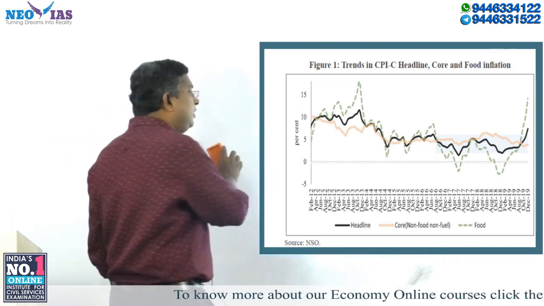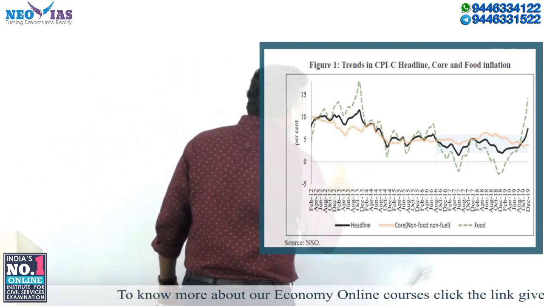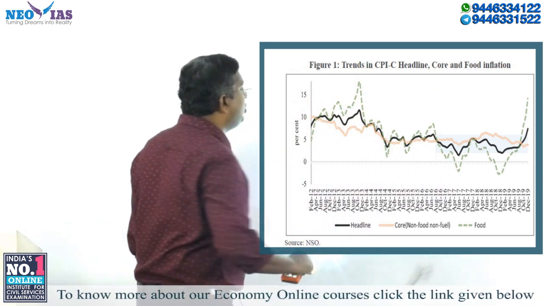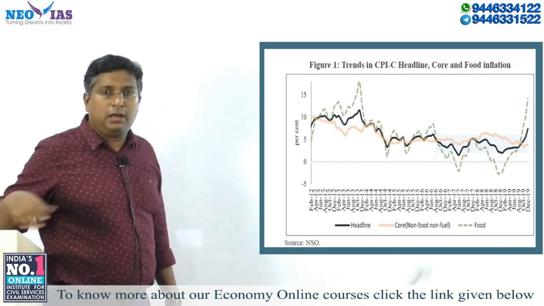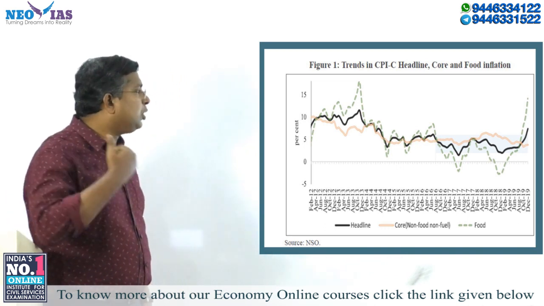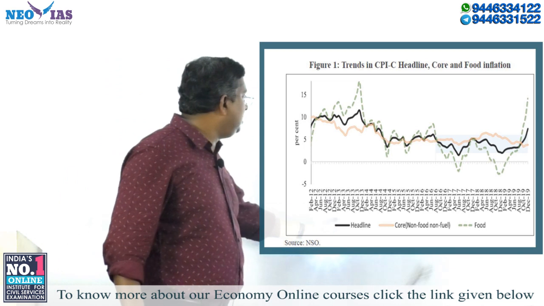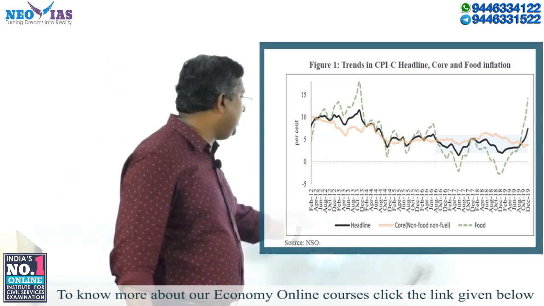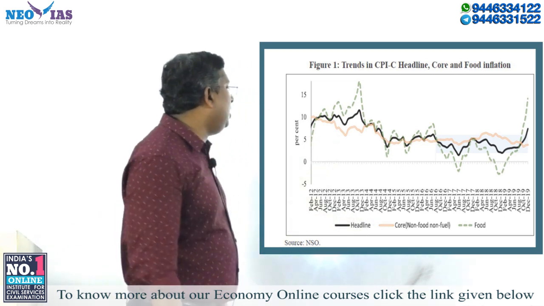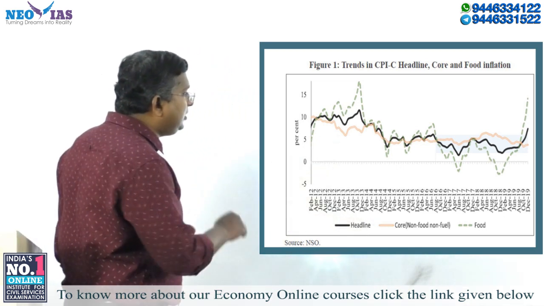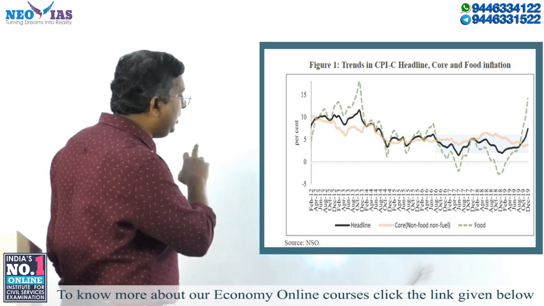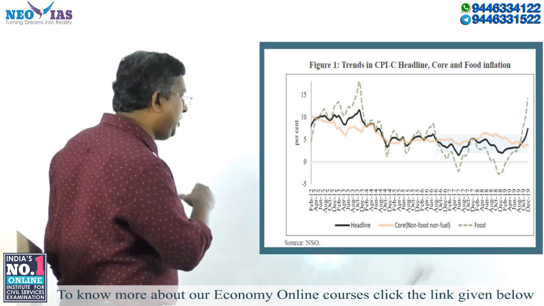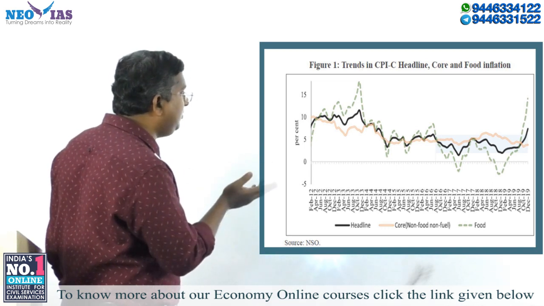Okay, so just for your knowledge, not that important, but you have to see the movement of consumer price index, combined headline inflation, core inflation and food inflation. This dark black color is headline inflation, this green color is food inflation, and this orange color is core inflation. You can see that in the earlier period, it is given from February 2012 to 2019.